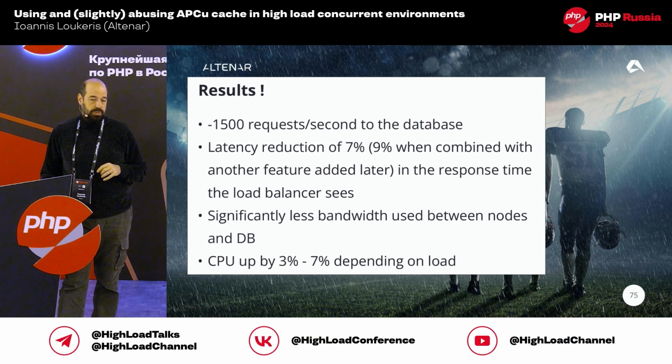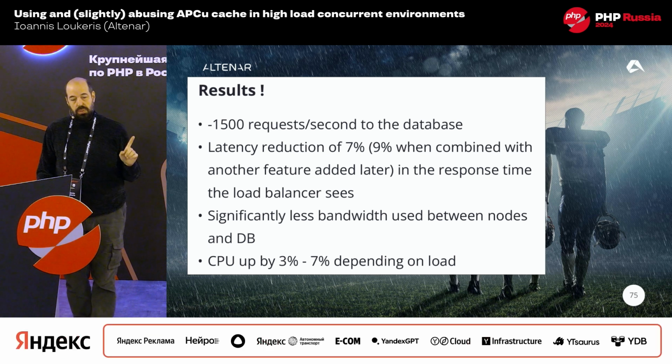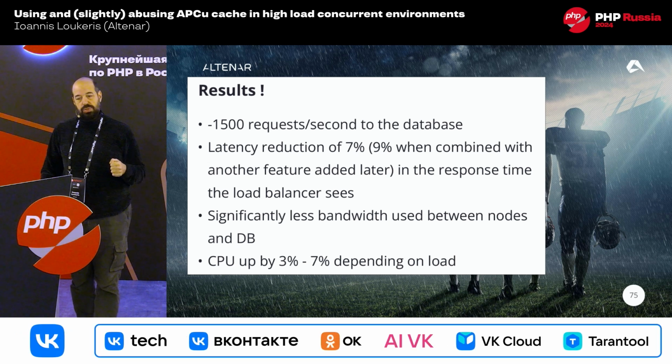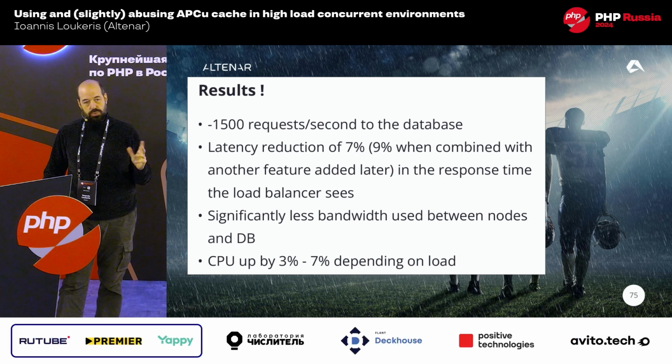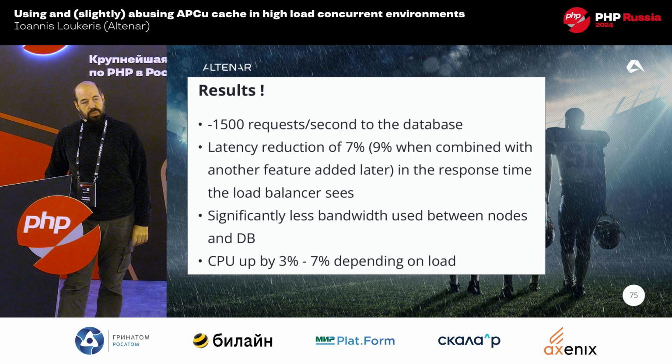Significantly less bandwidth used between the nodes and the database, and CPU is up 3 to 7% depending on the load. When the load is high, CPU does need some extra time to decode and recode the things that it stores to APCu, so you see a slight increase of CPU load.